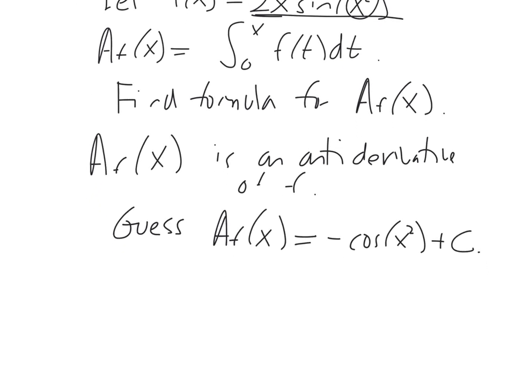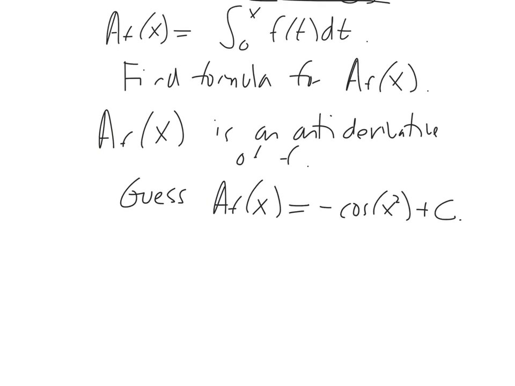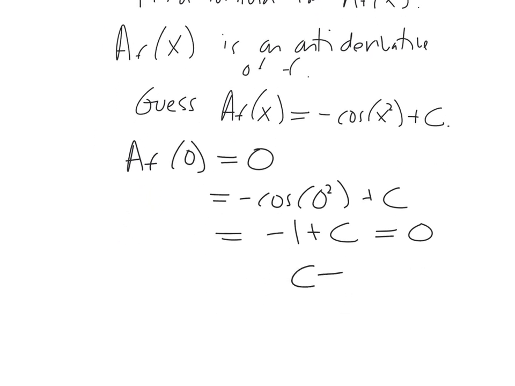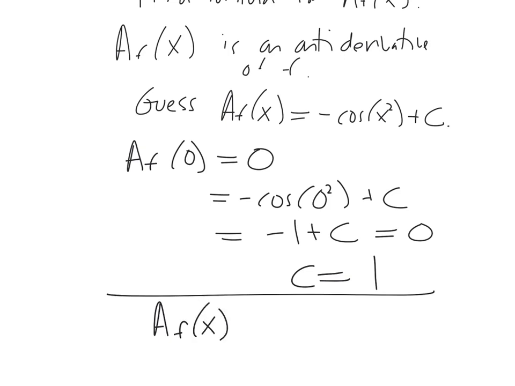Well, first thing I would like to do is figure out what plus c is, because I need to actually find a single formula for the function that works. One thing I know is that A sub f of 0, well, 0 to 0 accumulates no area, so that should be 0. Now if I plug that into my cosine function, that should be negative cosine of 0 squared plus c, or in other words, negative 1 plus c should equal 0, which tells me that c has to equal 1. So now I know my exact formula using this initial piece of information. I know that A sub f of x is equal to negative cosine of x squared plus 1.